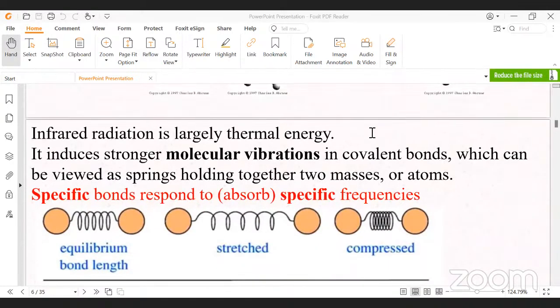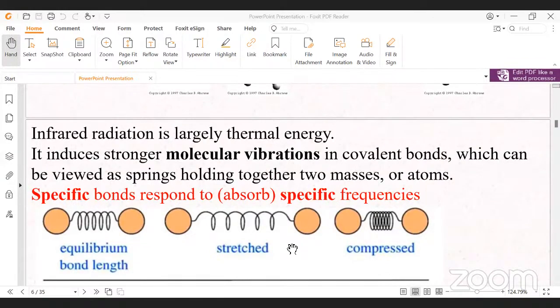Infrared radiation is largely thermal energy. Compared to the rotational energy, we have different types of energy levels. First, we have a molecule. If the molecule has some energy, it goes to translation, and when we give some more energy, the molecule goes to rotations, and after we give some more energy, the molecule goes to vibration.